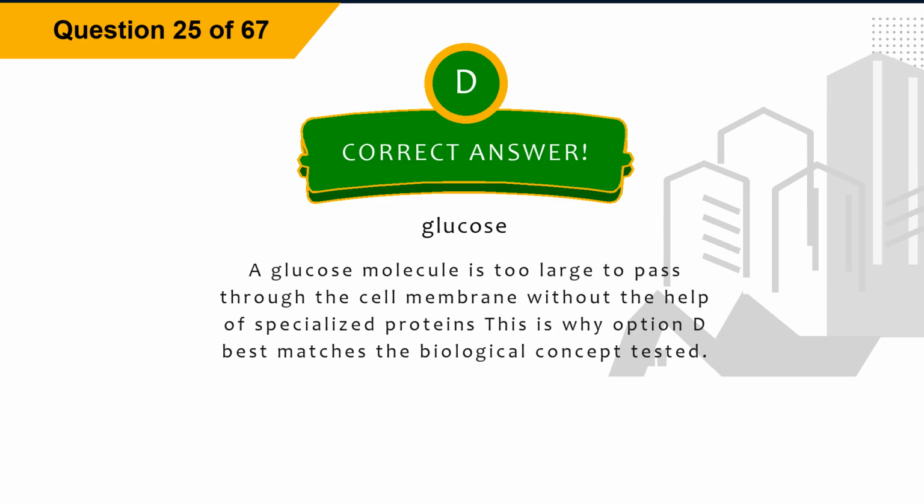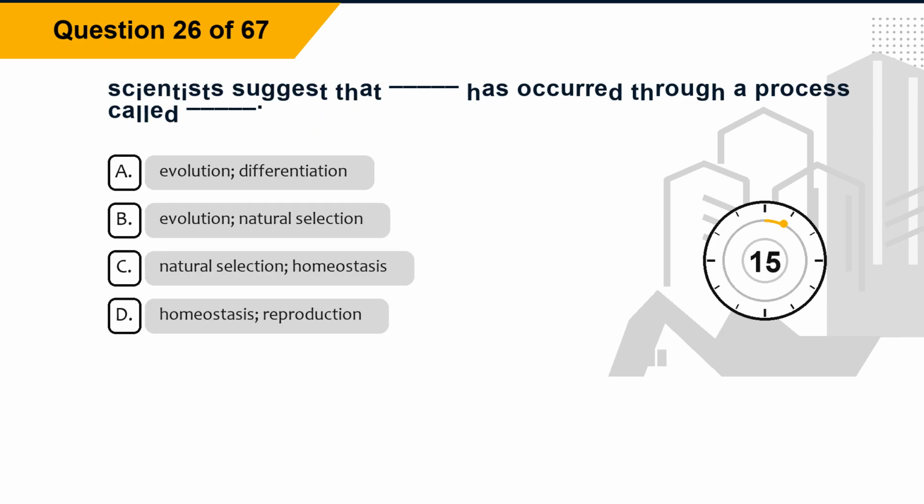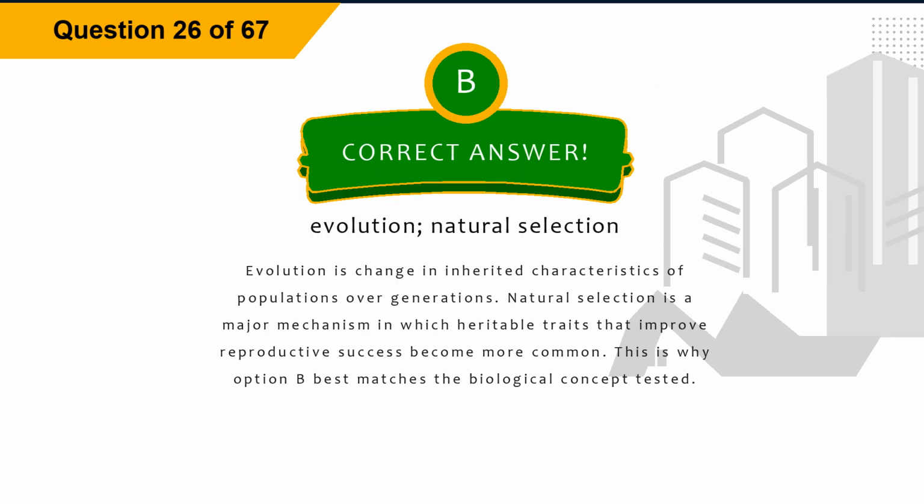The correct answer is option D, glucose. Explanation. A glucose molecule is too large to pass through the cell membrane without the help of specialized proteins. This is why option D best matches the biological concept tested. Question 26. Scientists suggest that blank has occurred through a process called blank. Option A, evolution, differentiation. Option B, evolution, natural selection. Option C, natural selection, homeostasis. Option D, homeostasis, reproduction. The correct answer is option B, evolution, natural selection.